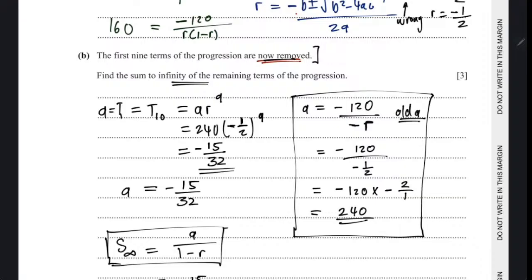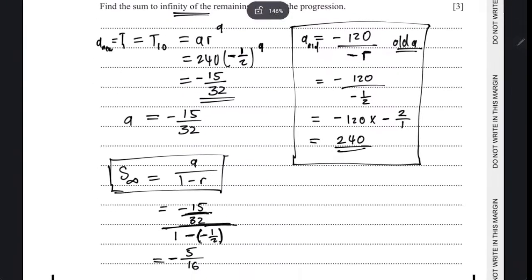Now you need the new A, which you find by this. So this is A old. This is the new A, which is the 10th term, which is like this. Anyway, good. So A new, that's the one you're going to use in the sum to infinity. And yeah, you're done.